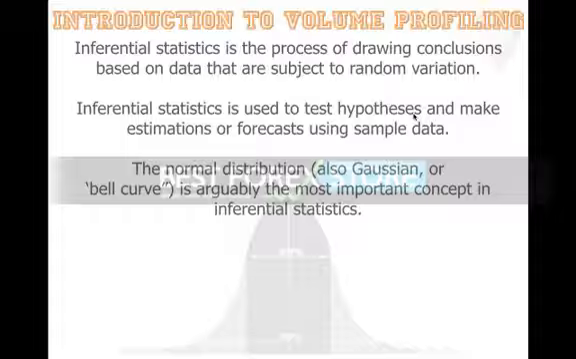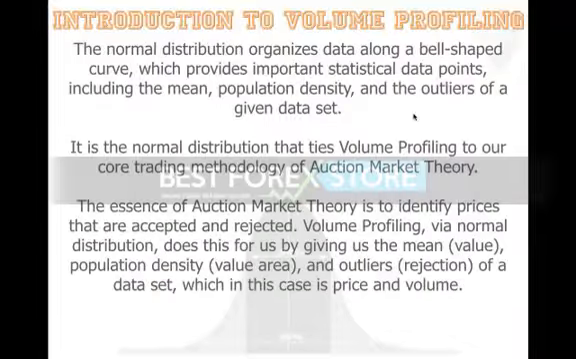That's what we do. And perhaps the most important concept in all of inferential statistics is the normal distribution, which is also called the Gaussian distribution or the bell curve. The normal distribution organizes data along a bell-shaped curve, which provides important statistical data points, including the mean, population density, and the outliers of a given data set.